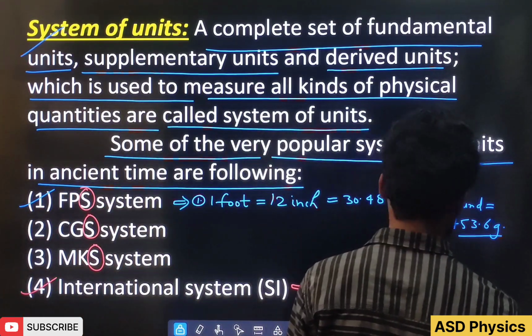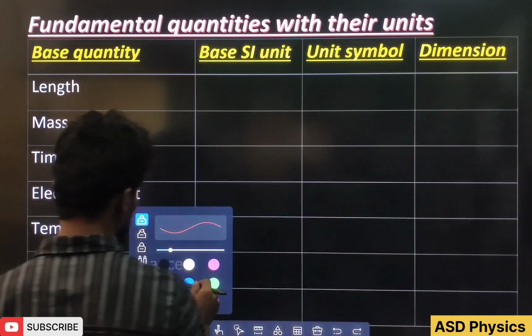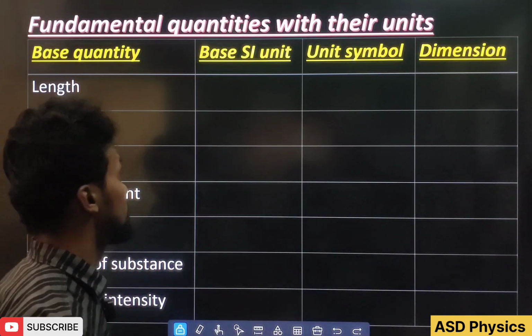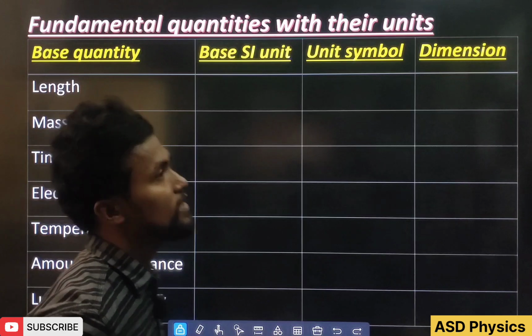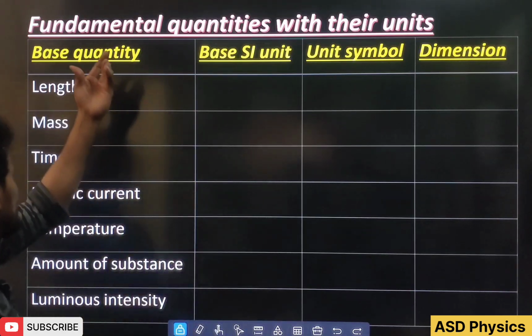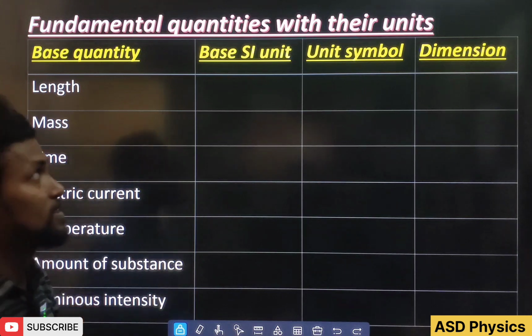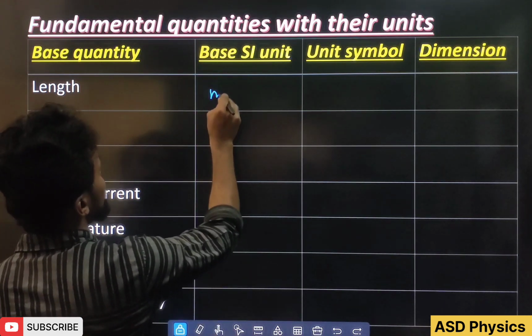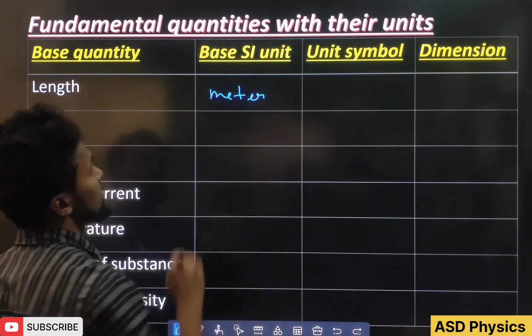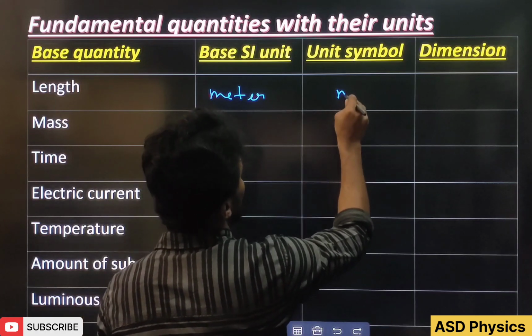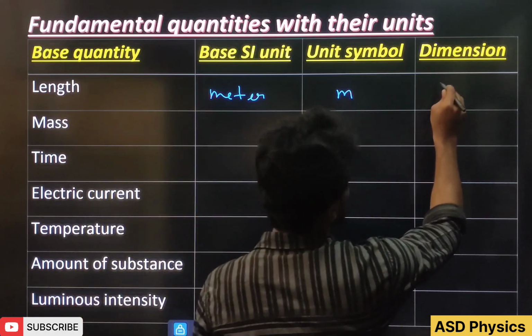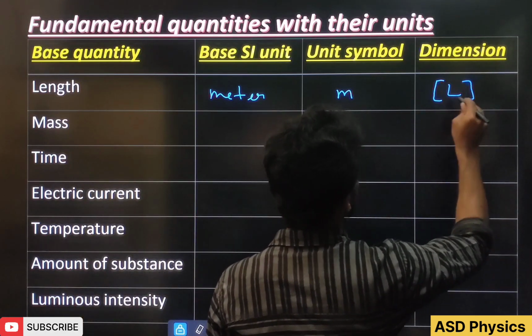Okay, great. Now after that, see the very important table: fundamental quantities with their units. So I have told you very well, how many are there? 7 are there. So see here, first one is the length. Base SI unit is what? Meter. Unit symbol m, and for dimension, always in a big bracket, L.